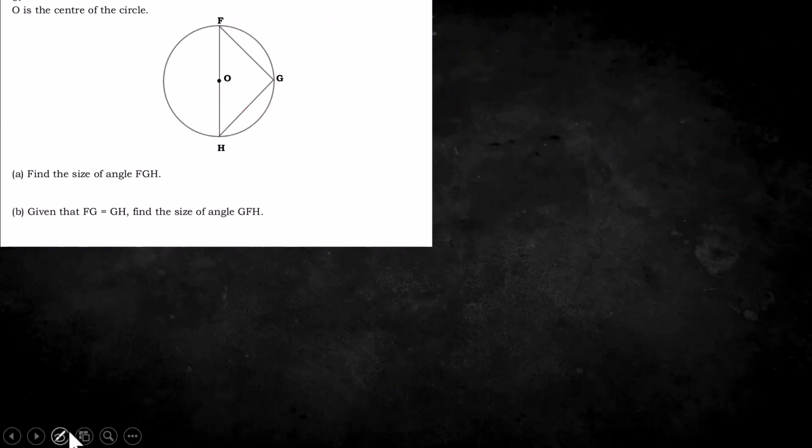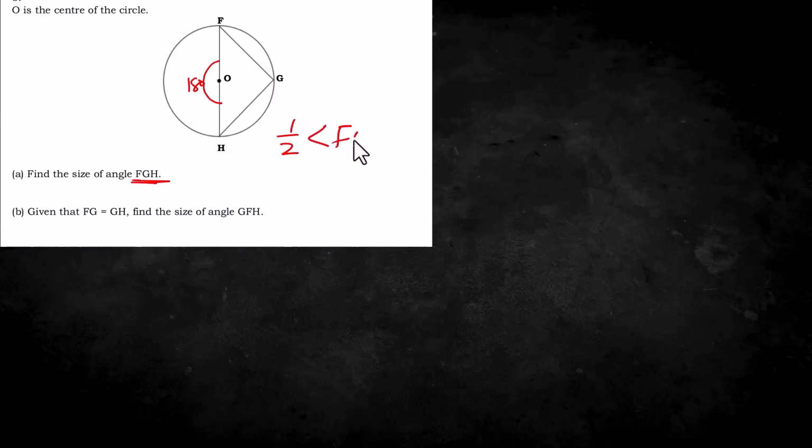O is the center of the circle. So O is the center. Now we have to find the size of angle FGH. If this one is a straight line, this side is 180 and this side is also 180. That will make it 360. So half of angle FOH is angle FGH. So this side is 90 degrees. It's the same as saying if FH is a diameter, the angle subtended at the circumference is 90. So this side is 90.